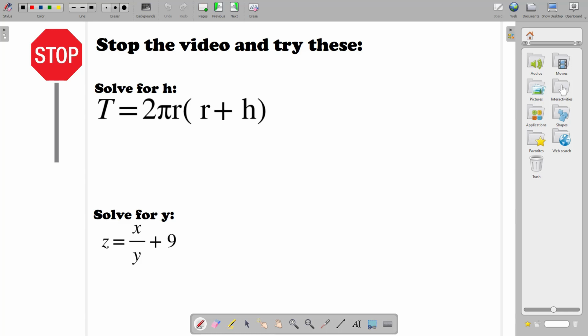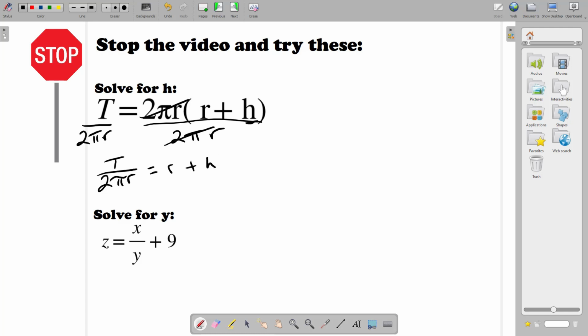Okay, in this first equation, we're solving for h. So I need to get rid of this stuff that's being multiplied by the parentheses. So if I divide this side by 2 pi r, I need to divide this side by 2 pi r, and I'm left with t over 2 pi r equals r plus h. All of that divides out.